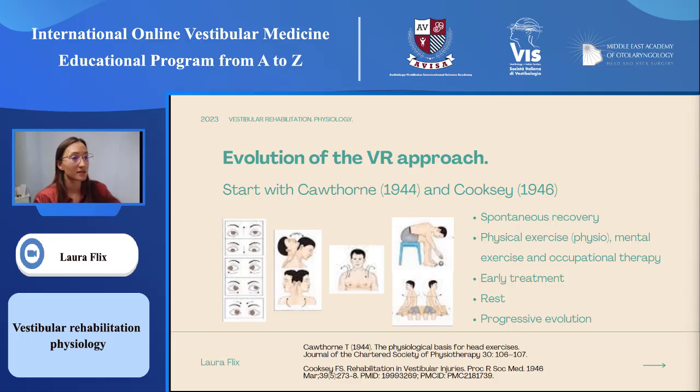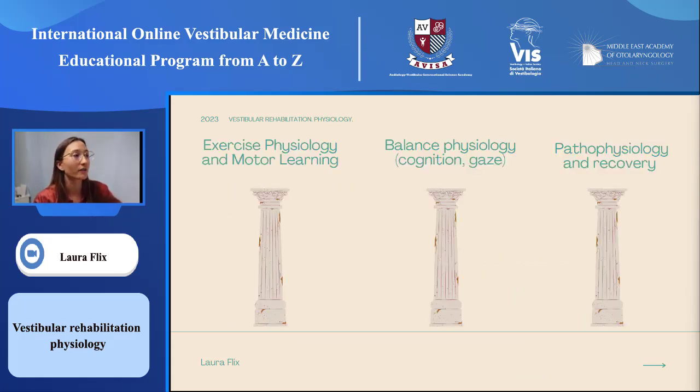Those are things that nowadays are still very important, but the thing is that right now we have deeper information about exercise physiology and motor learning, balance physiology, and all those implications in gaze stabilization, for example, for the cognition, etc. And also much information about how the pathophysiology goes and its recovery too. So those are the three main parts implied in vestibular rehabilitation. So we're gonna go step by step.